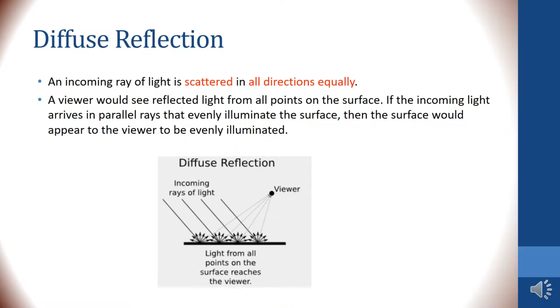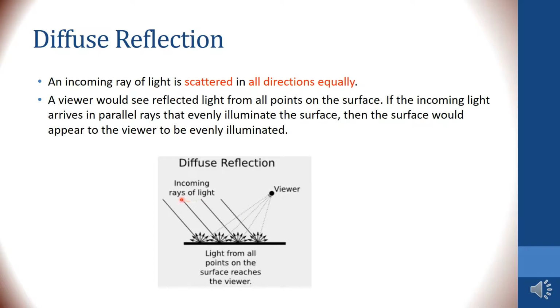How about diffuse reflection? Basically, diffuse reflection is when an incoming ray of light scatters in all directions equally. All of these directions for the reflected light are scattered equally. A viewer would see reflected light from all points on the surface, and if the incoming light arrives as parallel rays that evenly illuminate the surface, then the surface would appear to the viewer to be evenly illuminated as well. You can look into this figure.